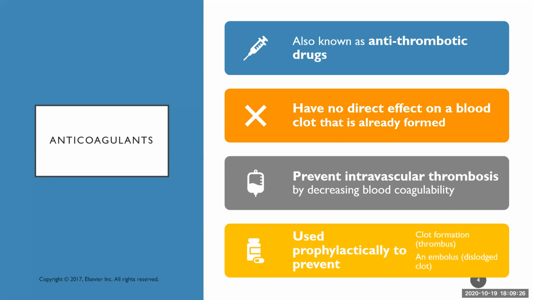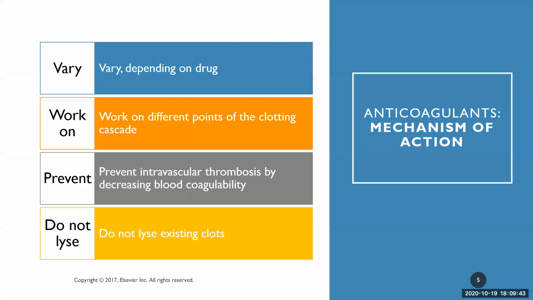We also use them to help prevent clots and to help prevent embolus. So once somebody has a clot, we don't want the pieces, the little thrombi, to come off and form an embolus and possibly go to the lungs, the heart, or the brain. So that's why we would put patients on these drugs.